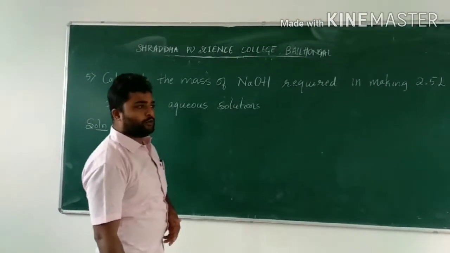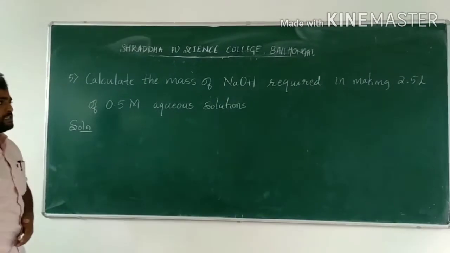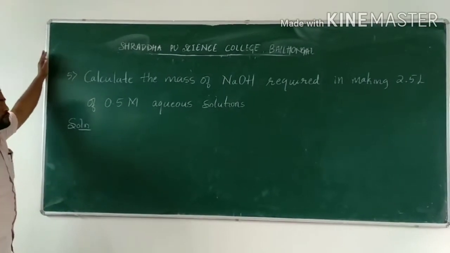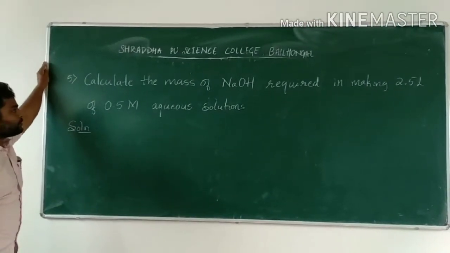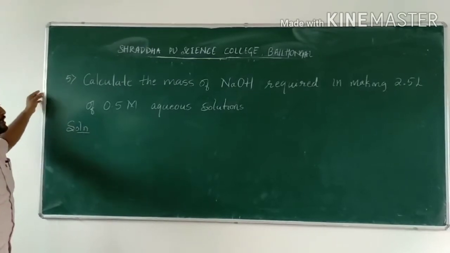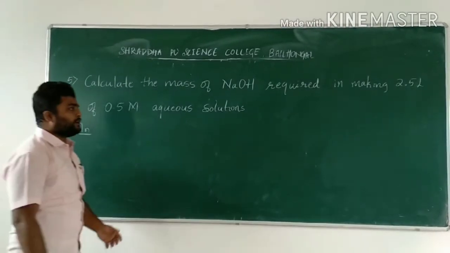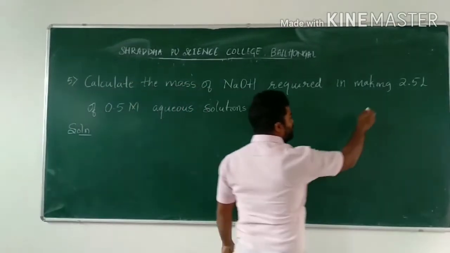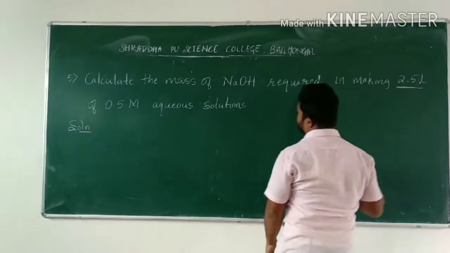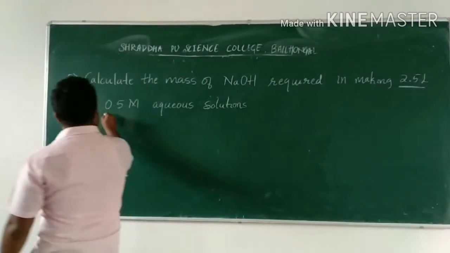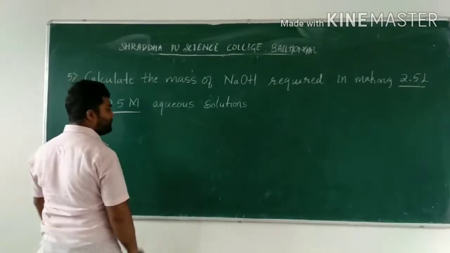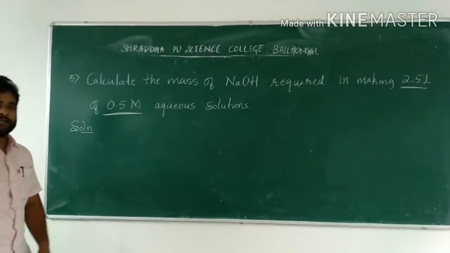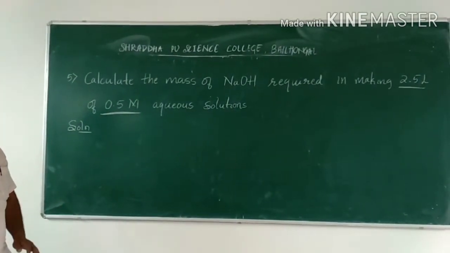We are done with 4 numericals. Let us go for the last numerical, that is your 5th numerical. The problem says: calculate the mass of NaOH required in making 2.5 liters of 0.05 M aqueous solution.